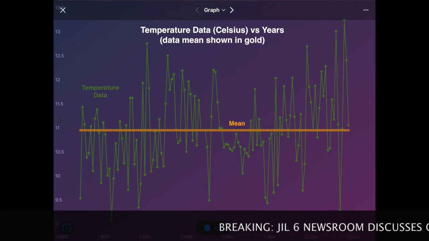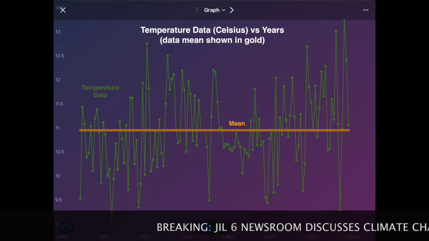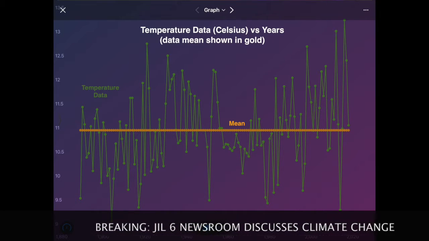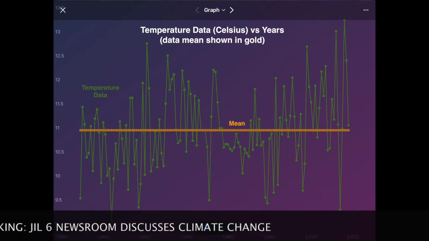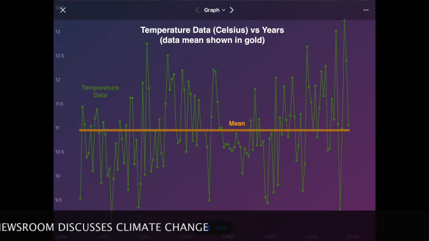Let's talk about the process these scientists did in their analysis. In their code, they calculated the mean of the temperature data. Yes, the mean is calculated by adding up all the temperatures and then dividing the sum by the total years. On the graph, you can see the temperature data in green and the average of all the temperature values shown by the gold line. Then, the scientists computed anomalies for the temperature data.